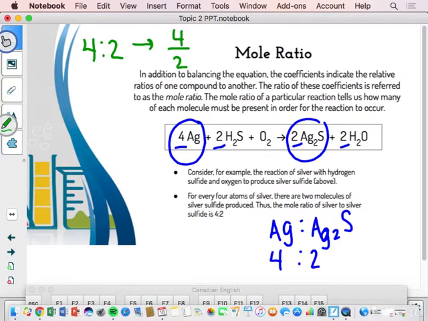Why I'm doing that is because when you do your calculations, that's how you're going to write it. You're going to write it like there is 4 Ag to 2 Ag2S. Okay? So knowing that this is how we're going to be using ratios, that's what it's going to look like. So if we had a number, it's basically going to be multiplied by 4 and divided by 2. That's how we're going to be using ratios. Okay?